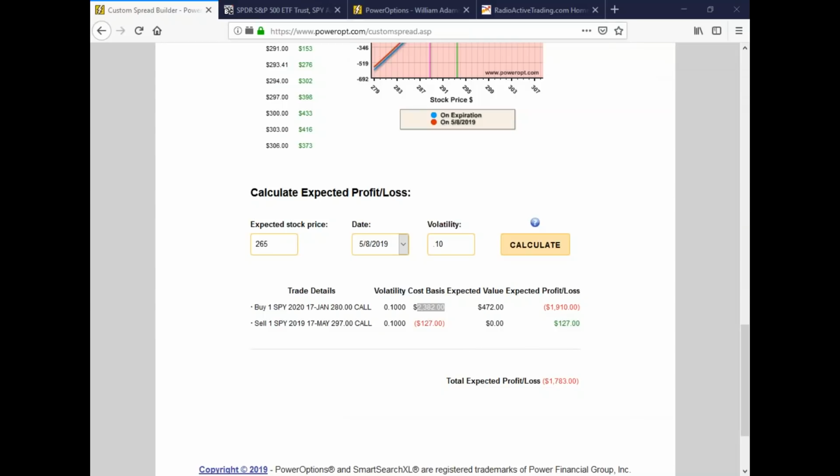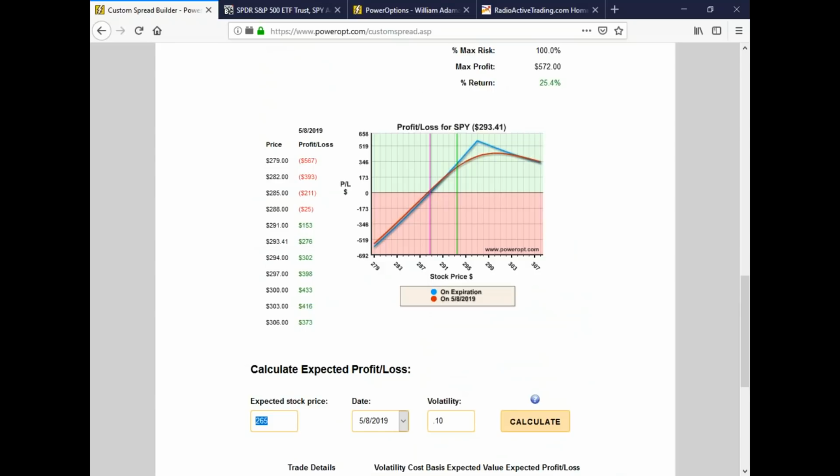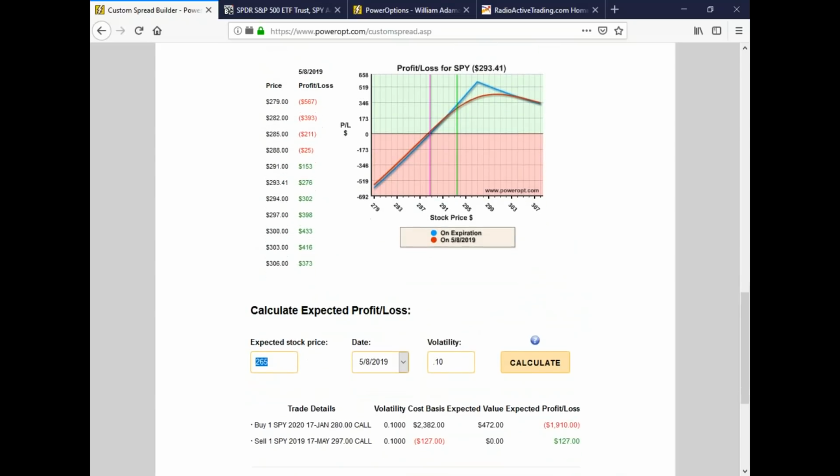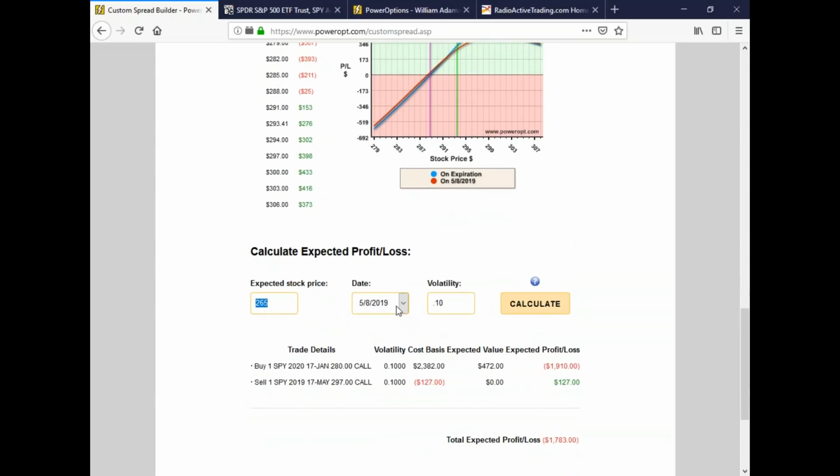So, 1,910 divided by a cost basis of 23.82, that's an 80% decline in your investment. Yes, you make the whole 127 back, hooray. But the long option is only valued at 472. A 10% decline in the stock, 30 points, a little bit more than 10%, okay? If it happened within the first 7 to 10 days, you're expecting a 70 to 80% loss.